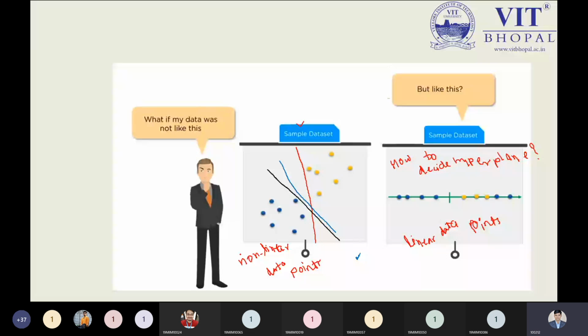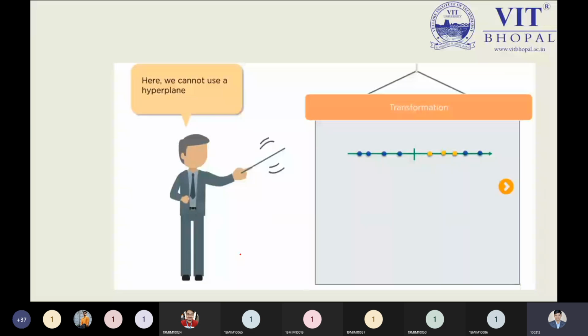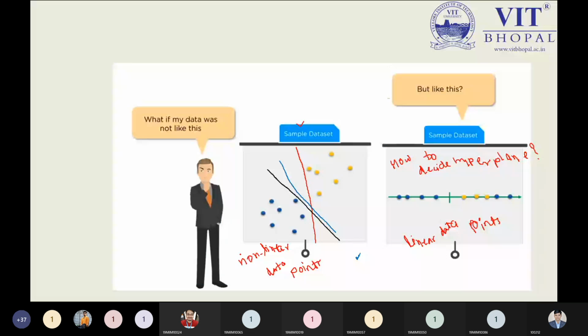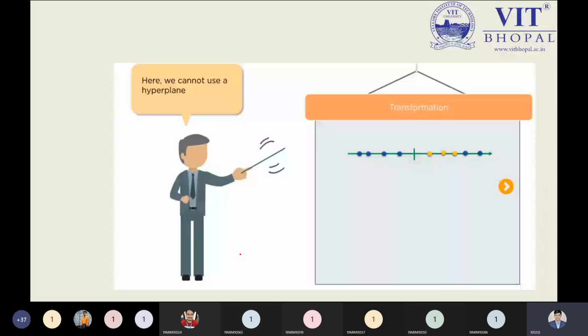Okay, and that is telling us we need to transform our one-dimensional data set into two-dimensional data points. By default, the non-linear data point can be recognized as a two-dimensional data point, but the linear data point can be identified as a one-dimensional data point. So we cannot use the hyperplane on the linear data point. At that time, we need the transformation.